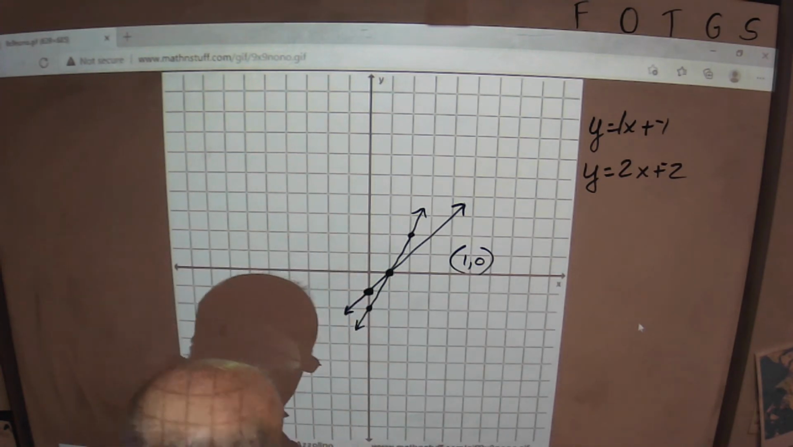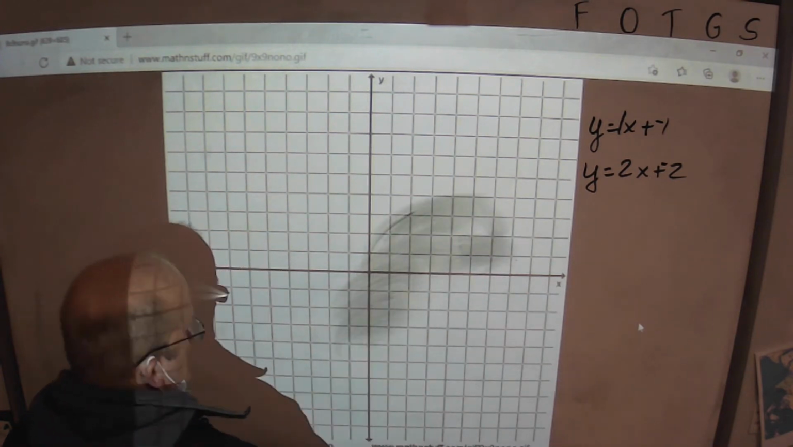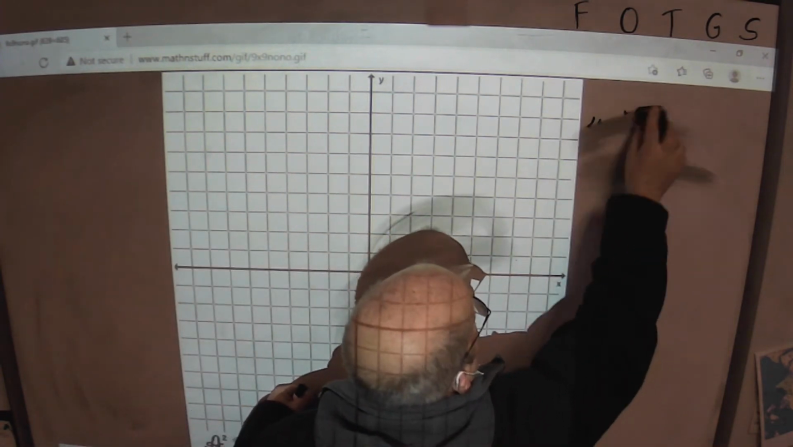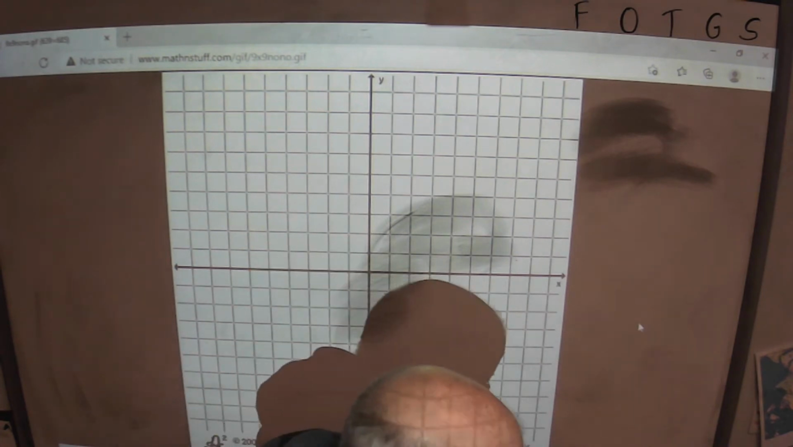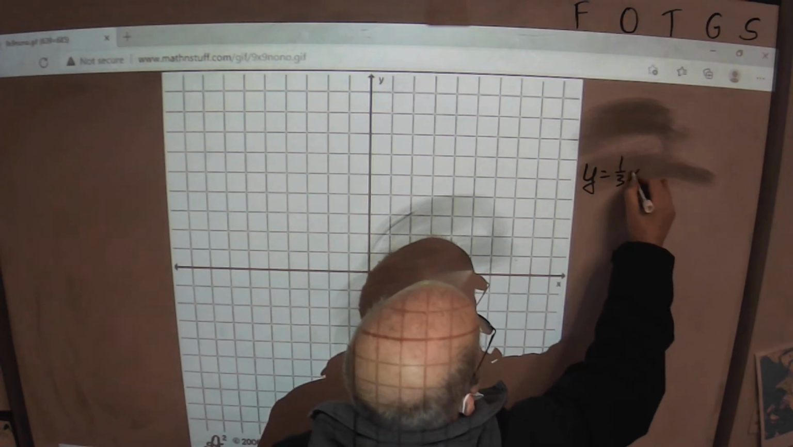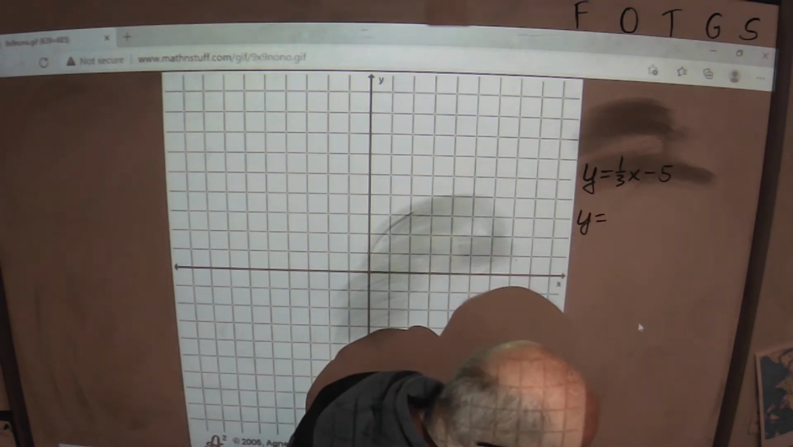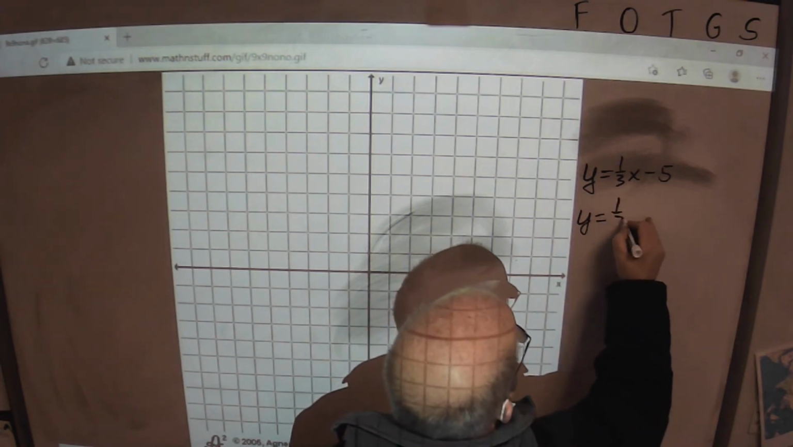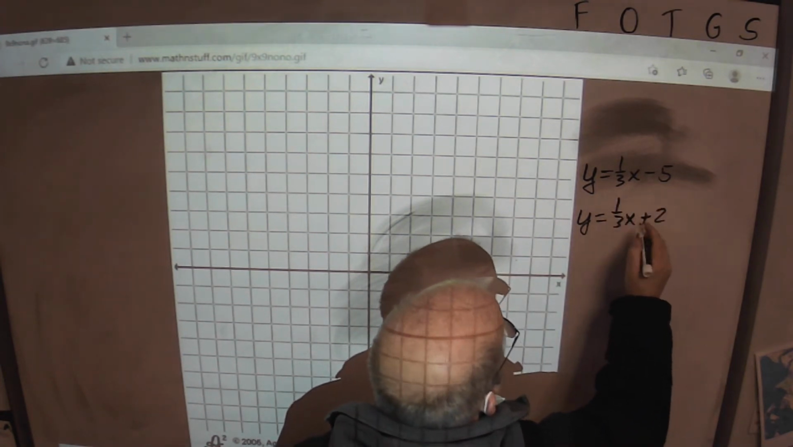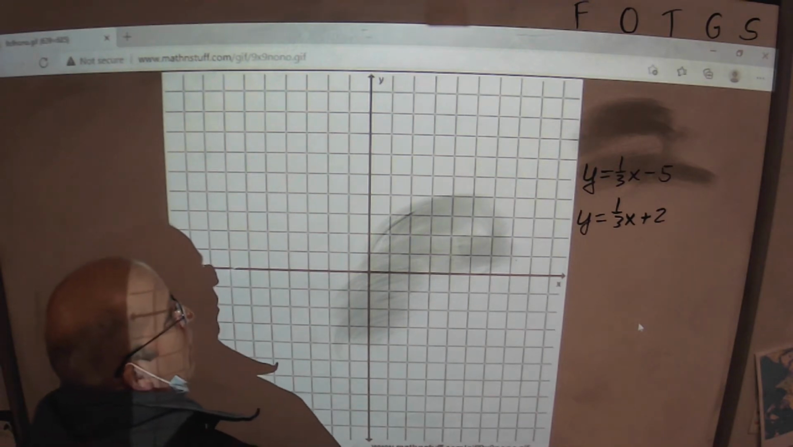Let's try a second situation. It's cold in here, so things aren't erasing very well. Y equals 1/3 x minus 5, and y equals 1/3 x plus 2. Are bells going off in your head right away? What do you notice about the slopes? They're identical, aren't they? Let's see what happens when we graph them.